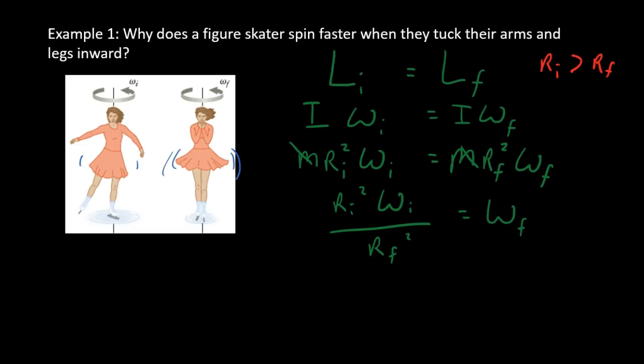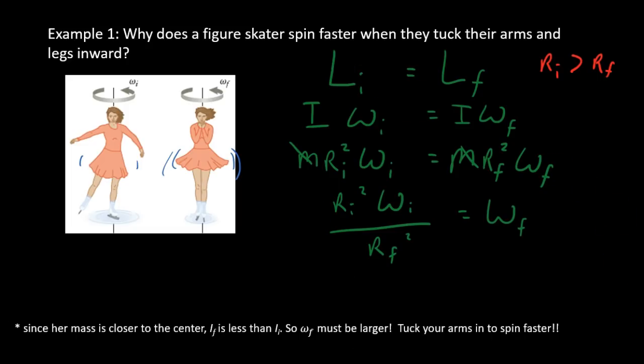So this is the main idea. Here's kind of my summarizing sentence. Since her mass is closer to the center when she tucks in, the rotational inertia at the end is smaller than her rotational inertia in the beginning. So that final angular velocity must be larger.